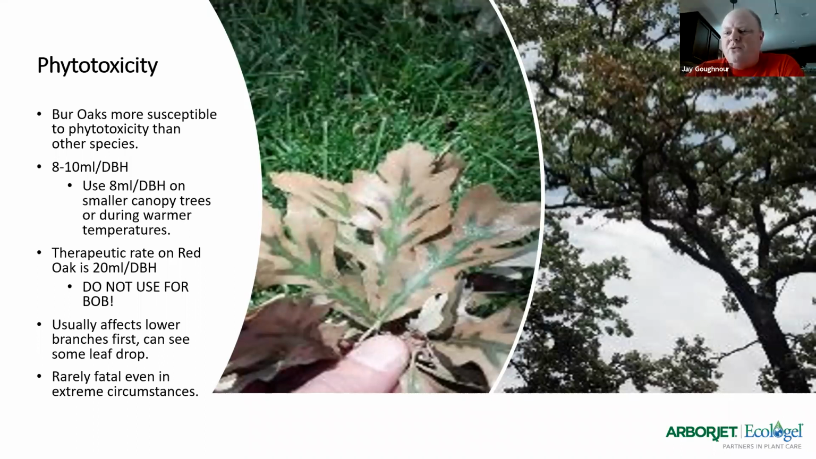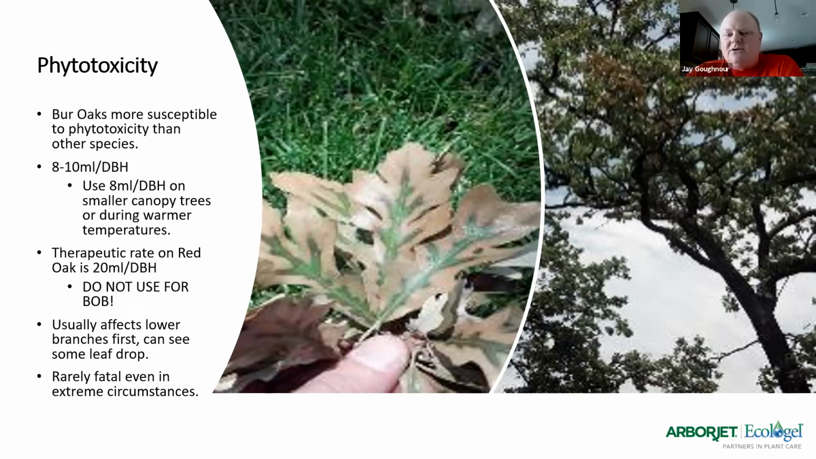Before you treat a tree, really look and gauge that tree and go, okay, does this tree have a big canopy? Is my product going to get good distribution throughout the entire canopy? Or is it going to go up a nice tall tree with a couple branch structures and dead end? And if it's going to dead end, I'm going to back that rate down.